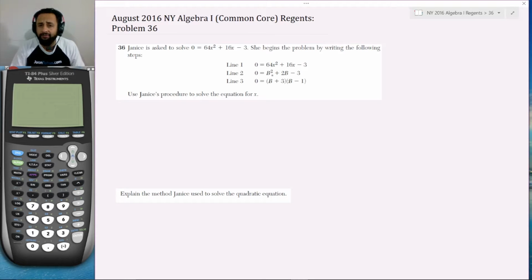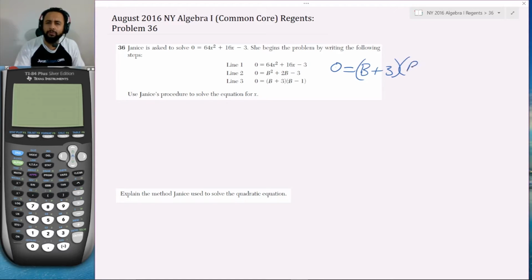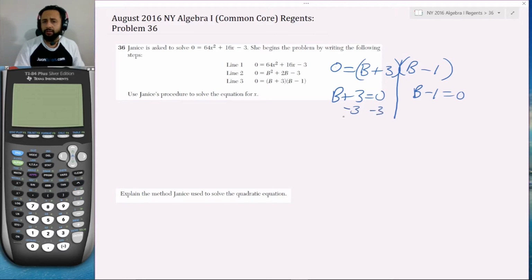And then the next step, she factored this polynomial. And then we're gonna finish her step. I'm gonna write it a little bit bigger here. 0 equals b plus 3 times b minus 1. Then I'm gonna use the zero product property. This product equals 0, so one of the factors equals 0. So b plus 3 equals 0. Or b minus 1 equals 0. Okay, and then subtract 3, and I get b equals negative 3. And over here, plus 1, so I get b equals 1.